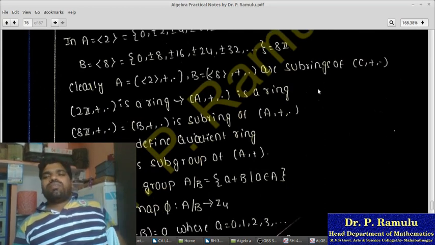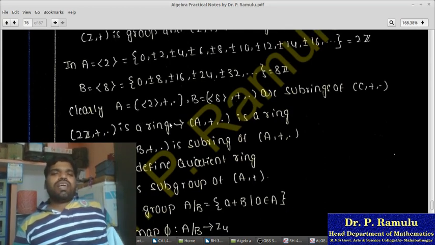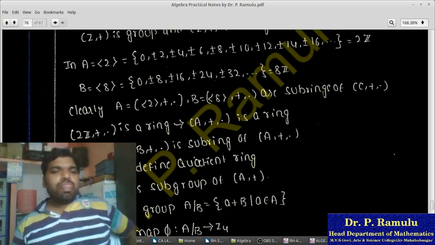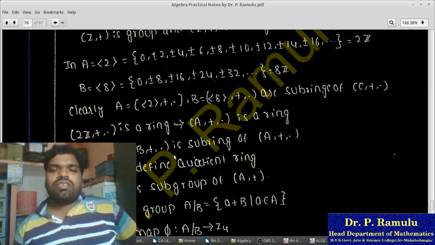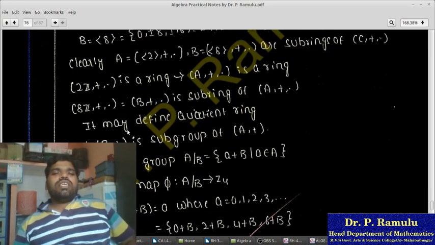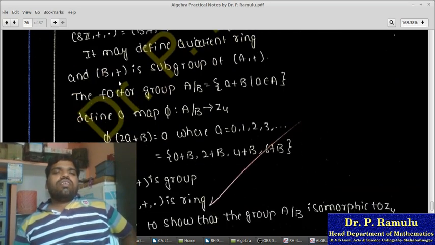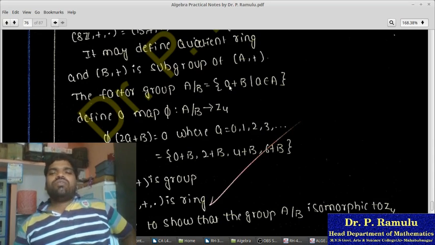Clearly, A is a subring of Z, so 2Z is a ring and B is a ring. Here 2Z is nothing but (A, +, ·) and 8Z is nothing but (B, +, ·). B is a subring of A, so it defines a quotient ring. B is a subgroup of (A, +). Their factor group is A/B, equal to the set of a + B such that a belongs to A.